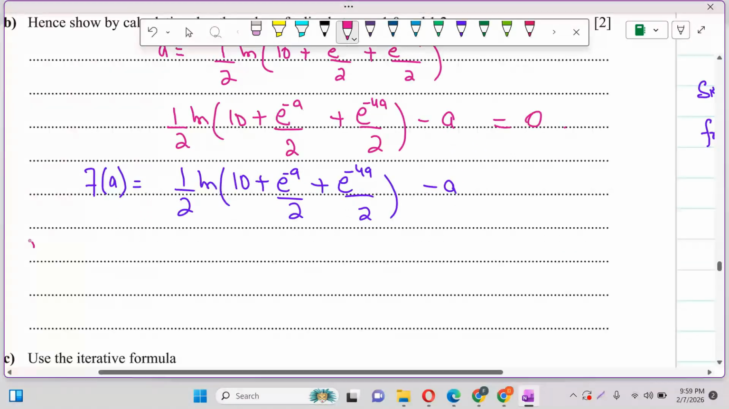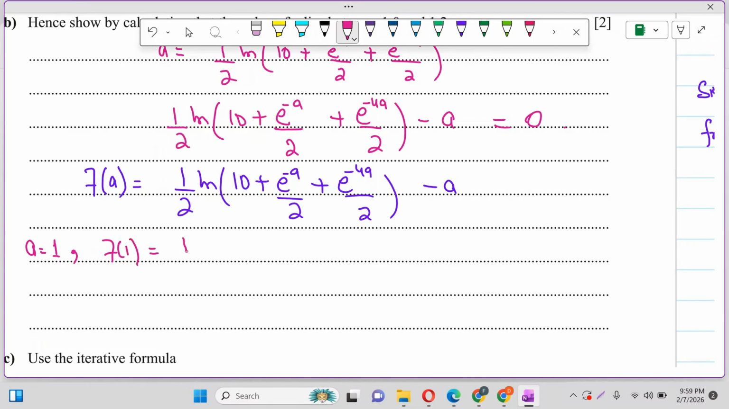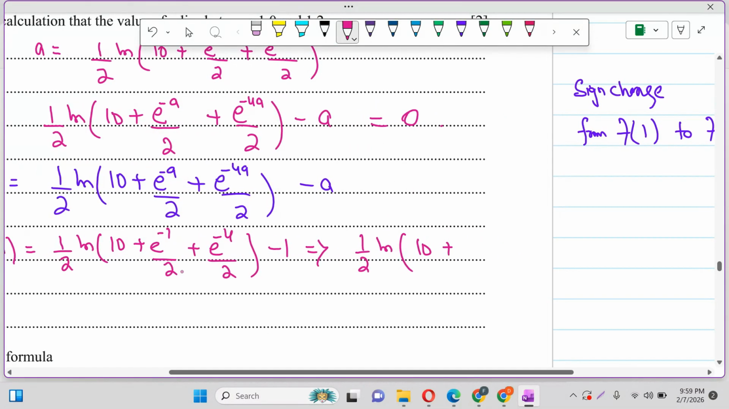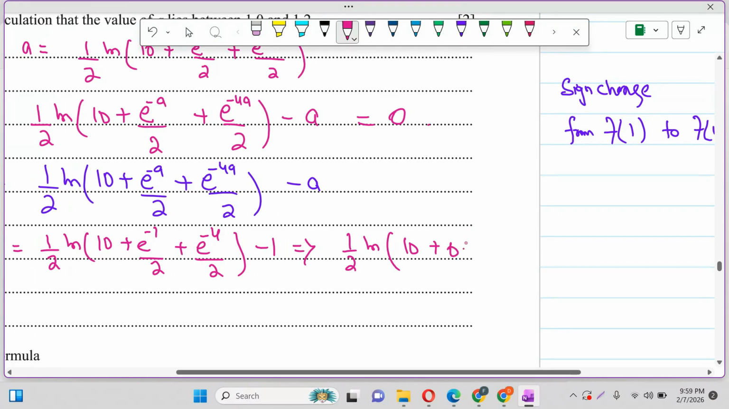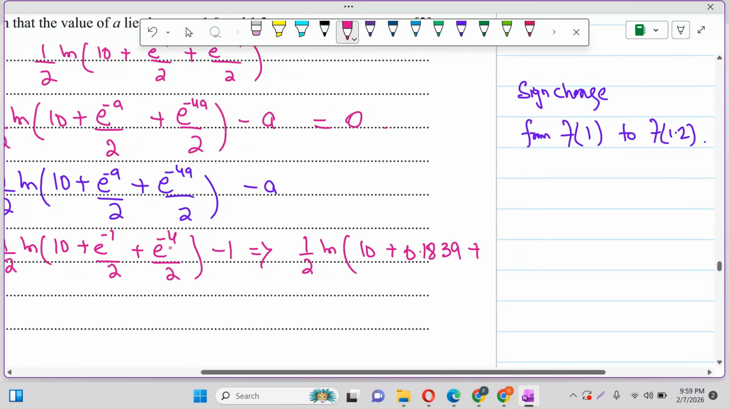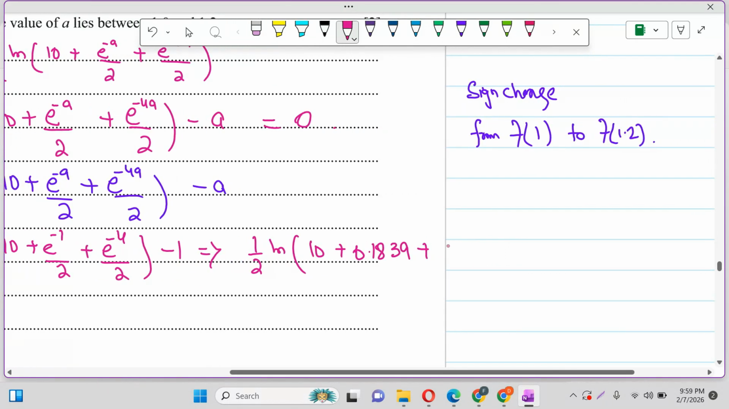So first we plug in a is equal to 1. So we will have f of 1 is equal to 1 over 2 ln of 10 plus exponential of negative 1 over 2 plus exponential of negative 4 times 1, which is negative 4 over 2, minus 1, and this is equal to half ln of 10. Exponential of negative 1 over 2 is equal to 0.1839 plus exponential of negative 4 over 2 is equal to 0.00915.